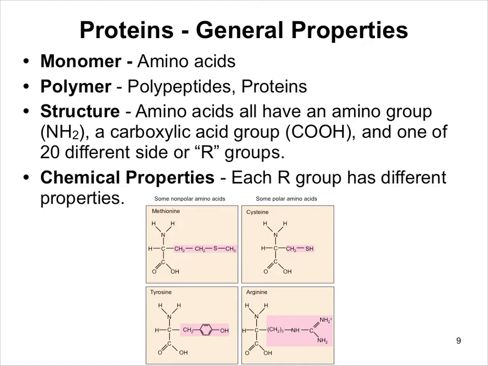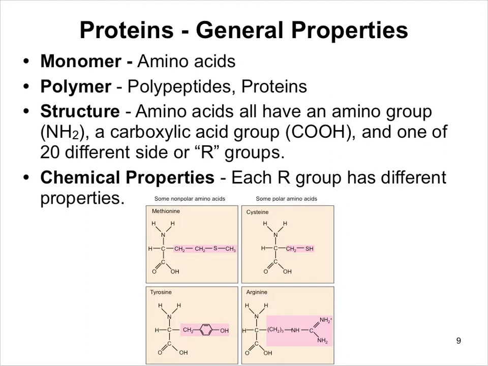To give you some general ideas of the properties of proteins, the monomer of proteins is an amino acid. And down here you can see several different amino acids. And I'll talk about their structure in just a second. The polymer is called a polypeptide or a protein.